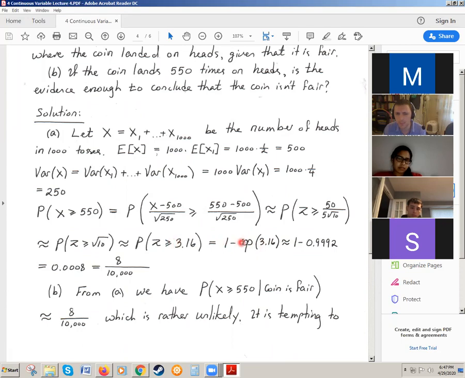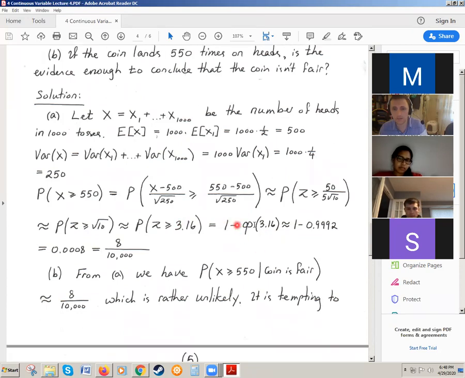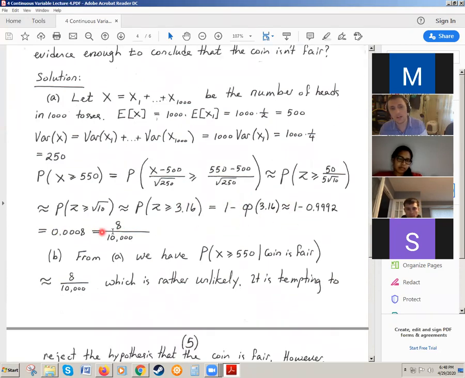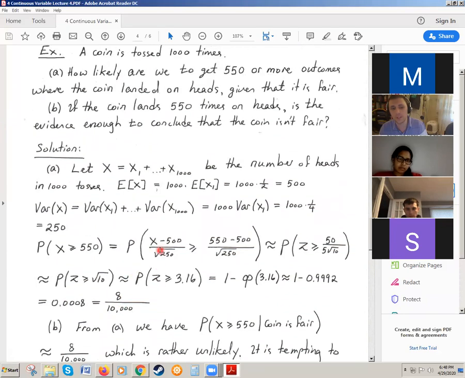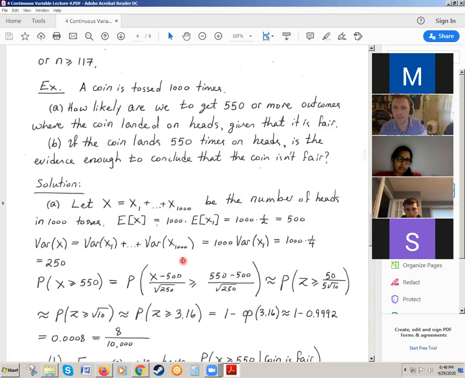Makes sense why 1, right? Because the table only tells you the values of phi at different positive numbers. So if I look through the table, I have to make it positive. And so we have 1 minus it, which is 8 out of 10,000. Yes, it's 8 out of 10,000, which seems very unlikely.